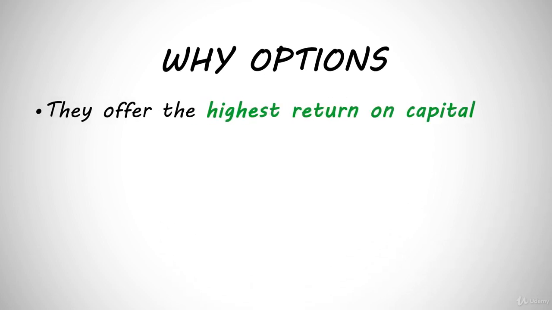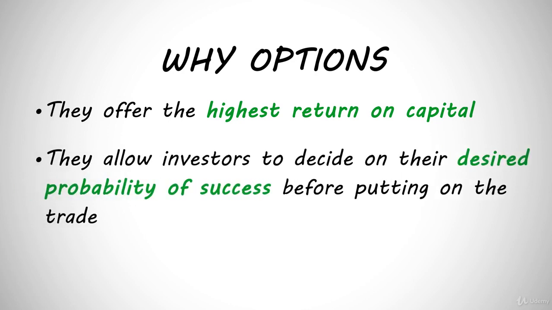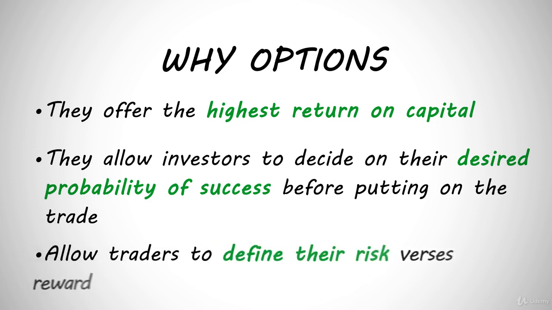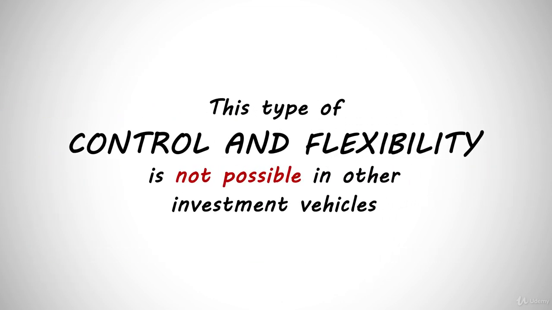They offer the highest return on capital, maximizing an investor's dollar. They allow investors to decide on their desired probability of success before putting on the trade, in essence, allowing traders to set their own desired risk tolerance. And finally, options allow traders to define their risk versus reward. By doing so, a trader can pair options together, capping their profits in exchange for limiting their losses. This type of control and flexibility is not possible in other investment vehicles.